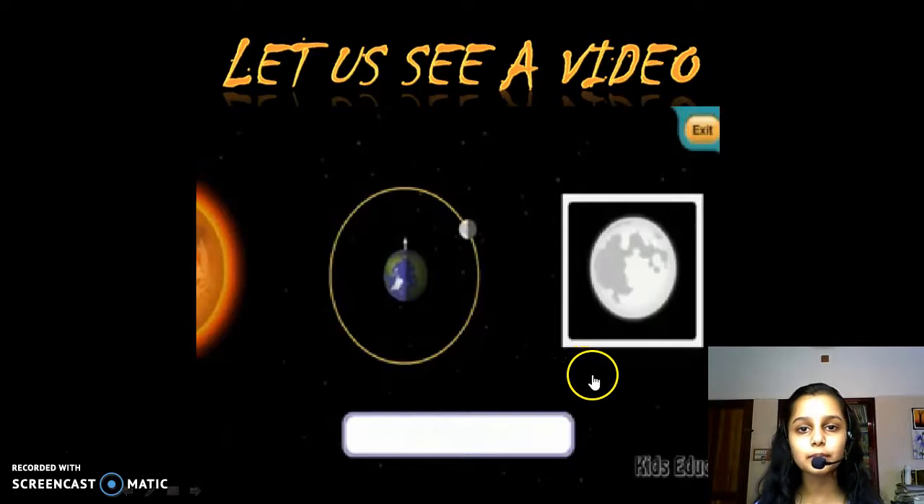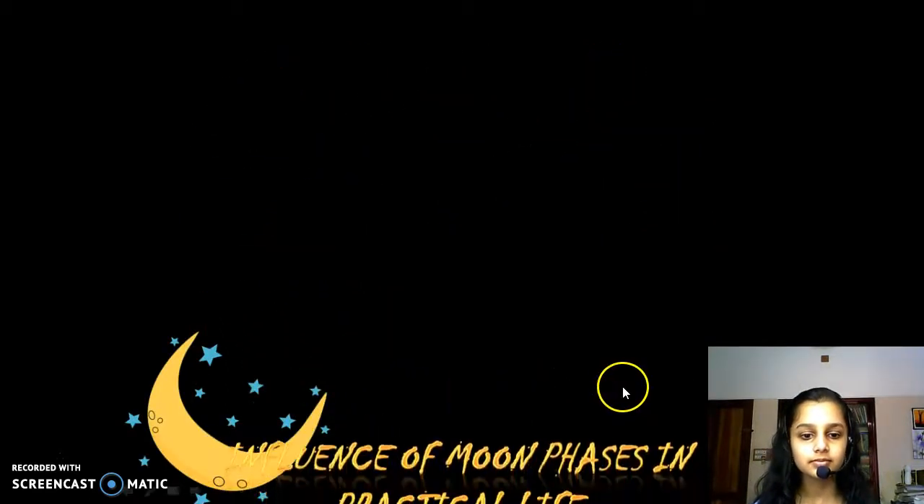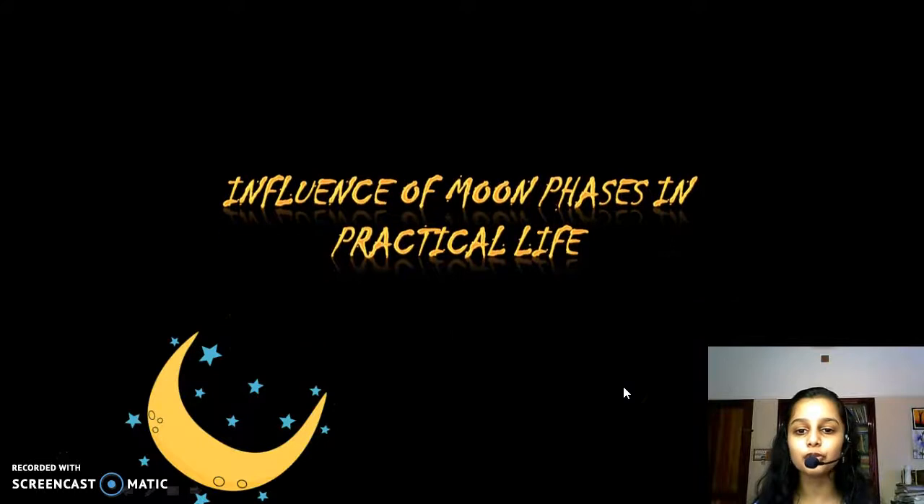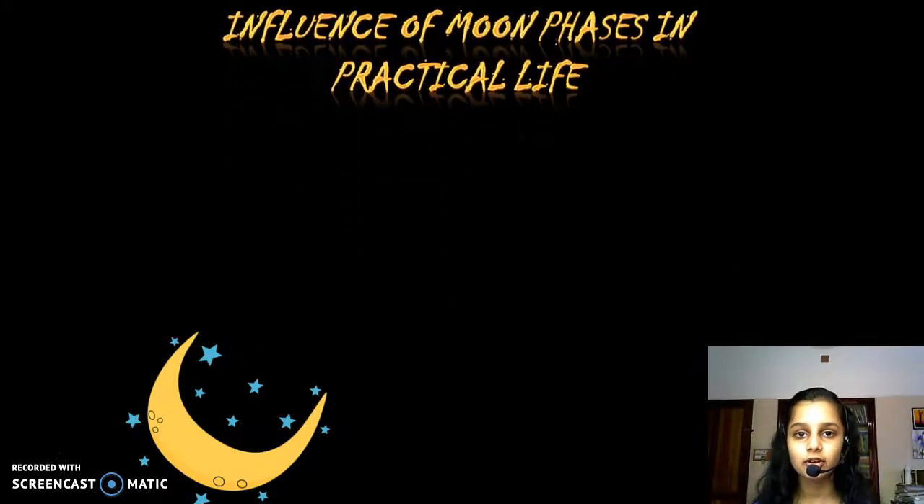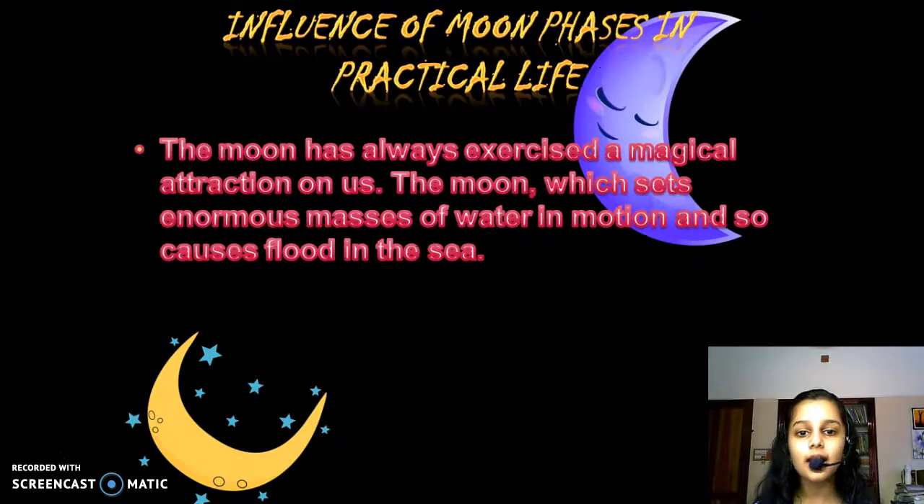Now we can move to further slides. The influences of moon phases in practical life. The moon has different influences in our life. The moon has existed and exercises a magical attraction on us. The moon sets enormous masses of water in motion and so causes floods in the sea.